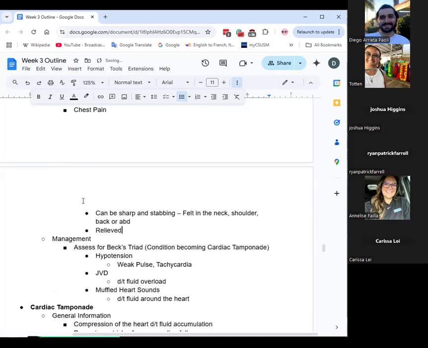That's due to the positioning, which essentially allows the pressure built up by the fluid in the sac to not be pushing on the heart as much. So relieving with sitting up and leaning forward, and that's a key thing with that one.